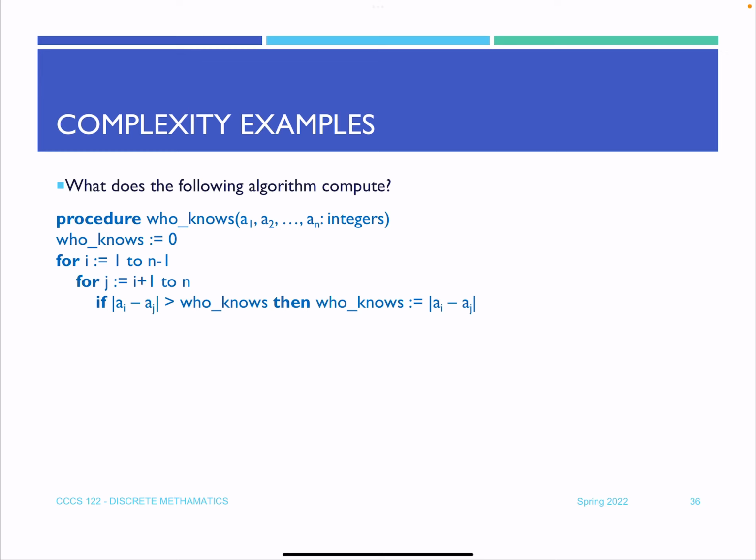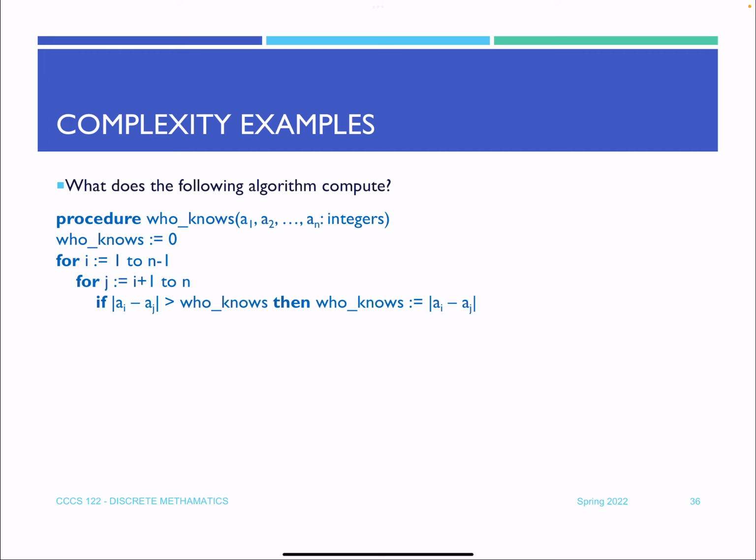We continue our discussion on the complexity of algorithms with an example. So you see here an algorithm, pseudocode for an algorithm called Who Knows? And the first question to you is take a look at it, take it in, and try to figure out what does this algorithm do?